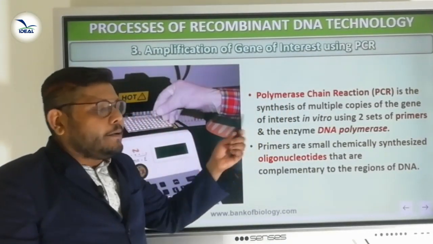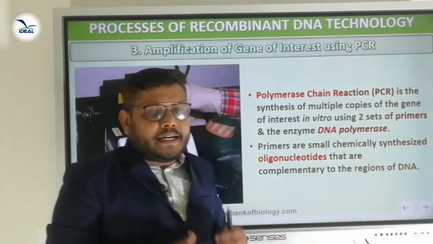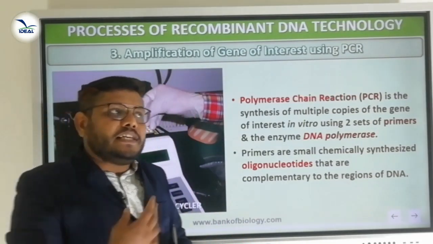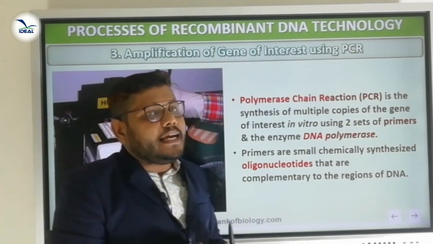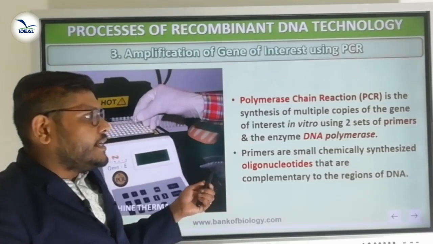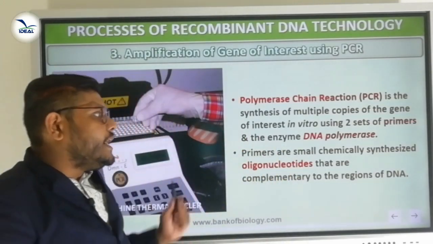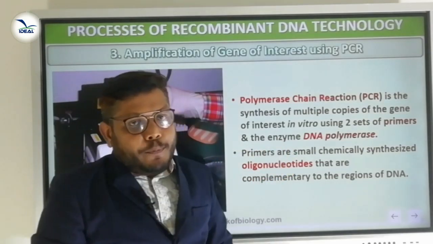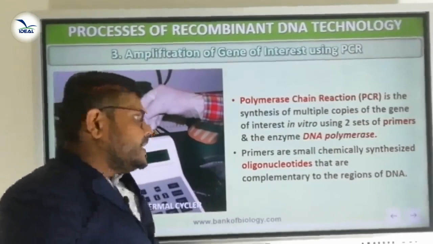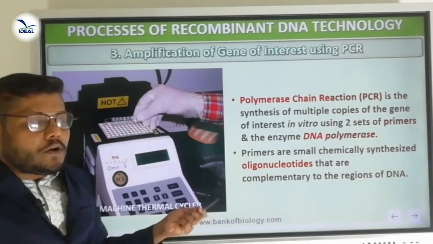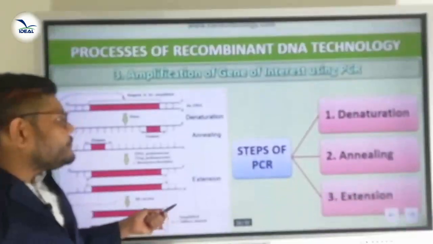One is primer. What is a primer? It is a chemically synthesized oligonucleotide. Another one is DNA template. What is DNA template? The double-stranded DNA molecule that acts as a template strand. Then another one is two sets of primers. Primers are chemically synthesized oligonucleotides. Another one is the enzyme DNA polymerase. These are the materials required for polymerase chain reaction. Primers are small chemically synthesized oligonucleotides that are complementary to the region of DNA.